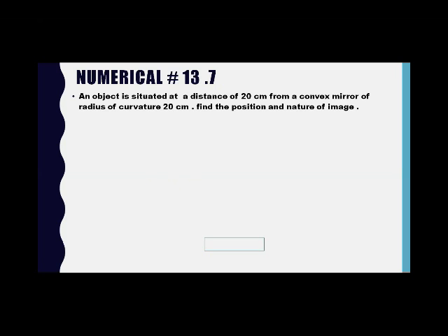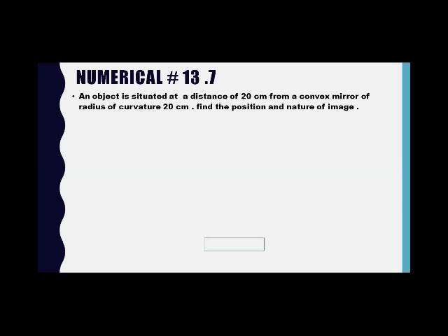So here in 13.7 it is saying that an object is situated at a distance of 20 centimeter from a convex mirror of radius of curvature 20 centimeter. Find the position and nature of image. Now I'm going to repeat it. An object is situated at a distance of 20 centimeter from a convex mirror of radius of curvature 20 centimeter. Find the position and nature of image.